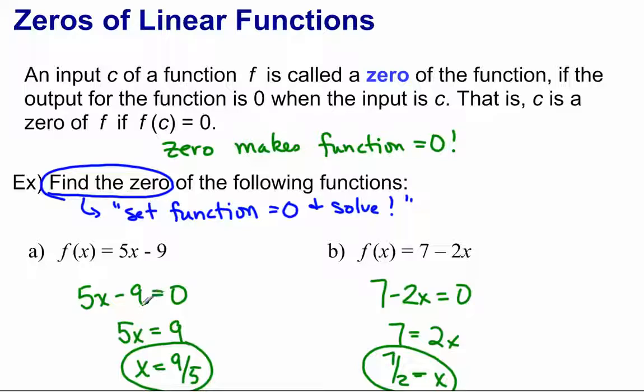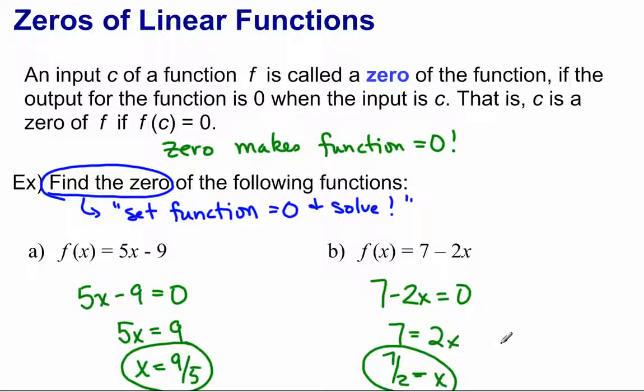Okay, so we've got two linear functions. That's what we're working with here. This first one, f of x equals 5x minus 9. I take that rule, that equation, and set it equal to 0, solve very easily by adding and then dividing, 9/5. Okay, over here we have f of x equals 7 minus 2x. If I'm finding the 0, same thing. I take this rule, set it equal to 0, and then solve. Now in this one, because my x is a negative, I'm going to add it to the other side and then divide. Doesn't matter which side x ends up on, right?